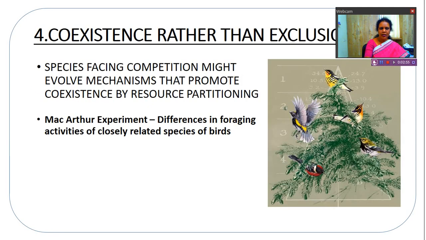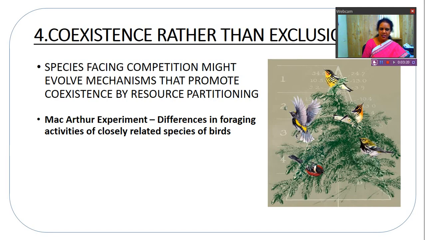And the next one is coexistence. So when organisms are living together, it is called coexistence. Competition is there. It does not always mean the competing organisms kill the other one, but sometimes there is coexistence. So always the species try to coexist even though there is competition.